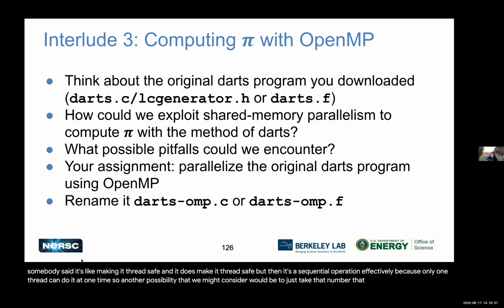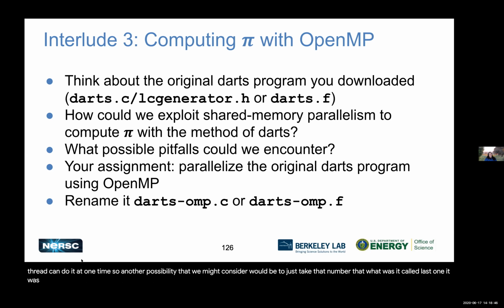Another possibility that we might consider would be to take that number, what was it called? Random last is what it was called. Take that random last and make it a private variable where each process has its own copy. So that's probably the better choice.